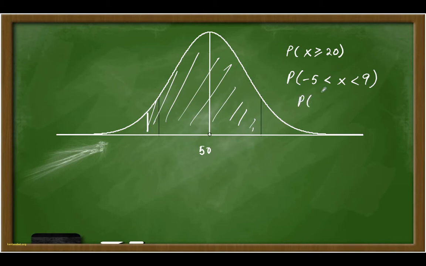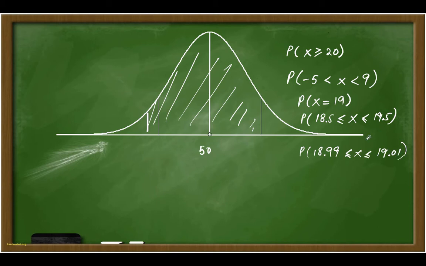Suppose the question says find the probability that x has an exact value of 19. We know that a continuous variable cannot have an exact value, so we can write this as an interval: the probability that x will lie between 18.5 and 19.5, or you can get an even more precise answer if you write 18.99 to 19.01. This is also fine.